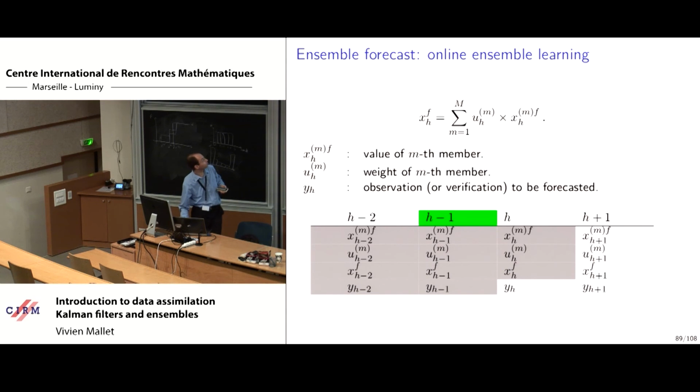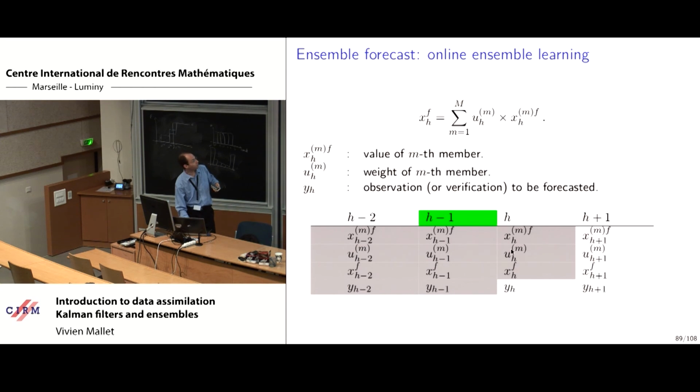And so here is the game. At time H-1, we have the forecast for the current time H-1. Also, since these are forecasts, we know them for the next step. So we have XMF at time H as well. From that, we are going to compute some weights. That's our job for the next step.